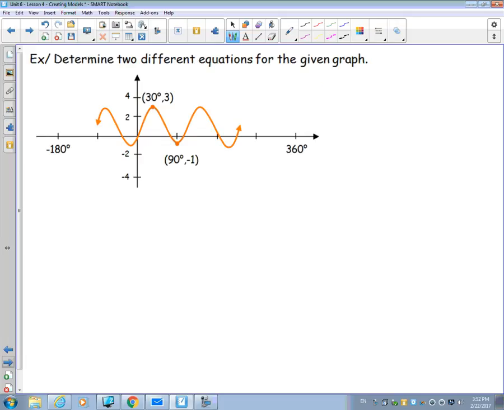Information that's important from a graph. We need to know our max value. We need to know our min value. We need to know how long the period is. So let's find one cycle.